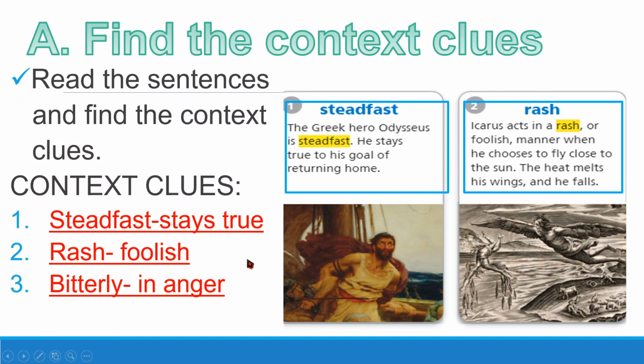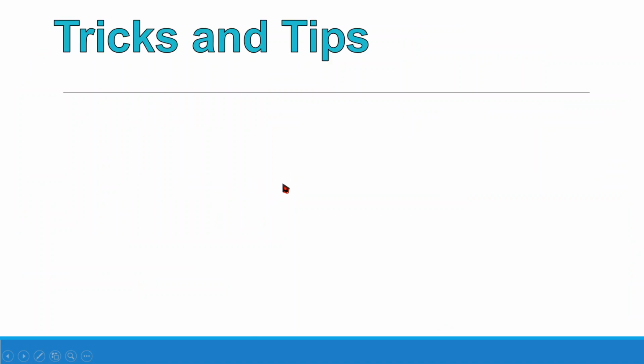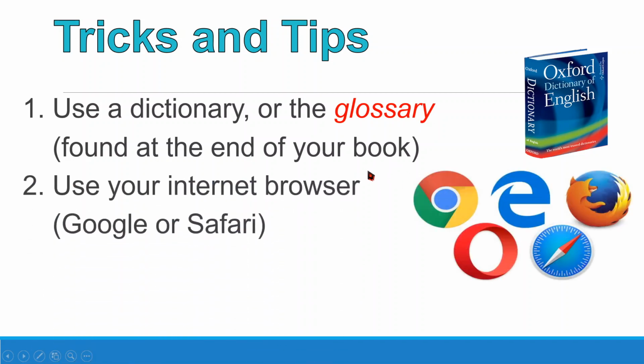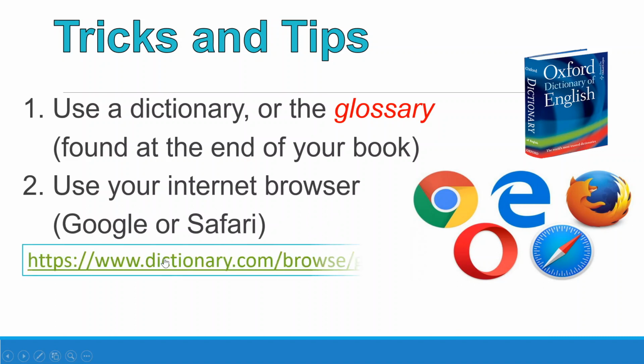If you want help in answering this activity, you can use the tips and tricks that I've given you before. You can use the dictionary or the glossary, which you can find in the last 3 to 4 pages of your book. If you don't have a dictionary at home, you can use your internet browser, Google or Safari. You can type the word, and I think you know how to use this. Or you can use this link, dictionary.com/browse, and use the dictionary there.